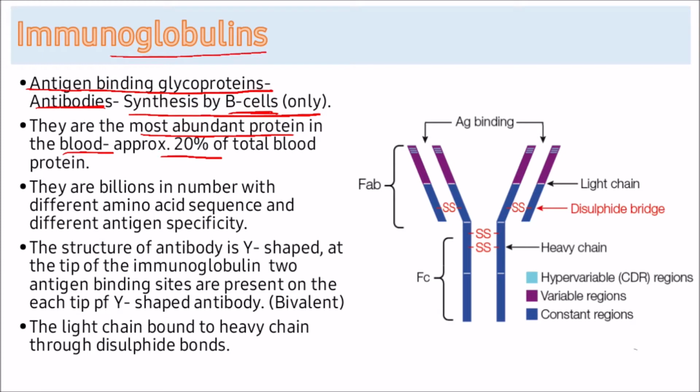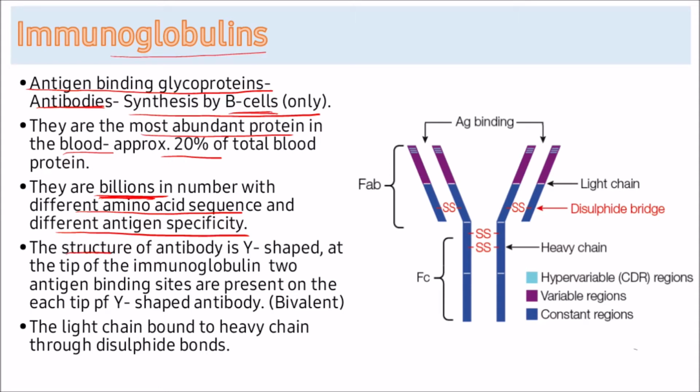And talking about the number of immunoglobulins, they are billions in number, with different amino acid sequences and different antigen specificity. So why are they billions in number? It is only because we get exposed to billions of types of antigens since our birth, and also antibodies are generated against the vaccines that we take.